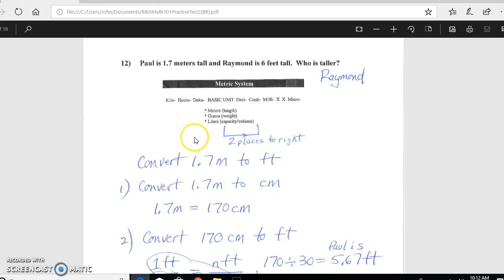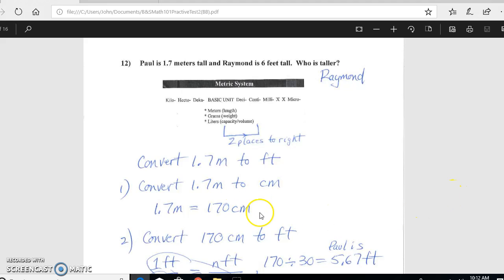centimeters. So in using the table, we go to what we're given, meters, and the meters is the basic unit right in the center, and we want to convert to centimeters, and that is going to be 2 places to the right, and so I'm going to move my decimal point 2 places to the right in this number. 1, 2, I have to add a 0, and so 1.7 meters is 170 centimeters.